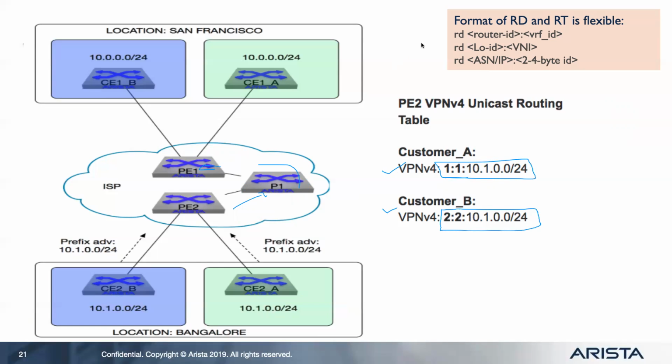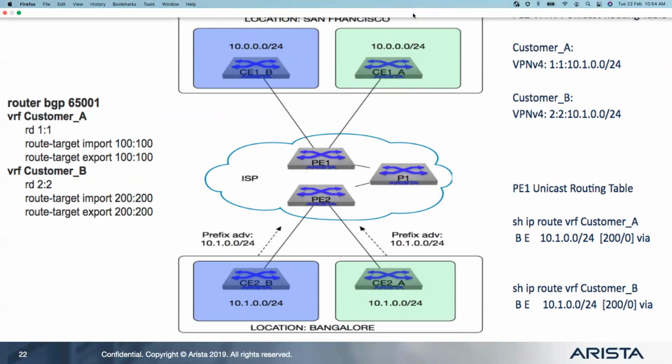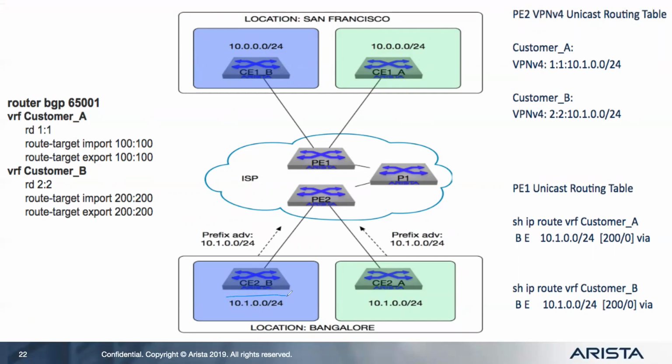Okay, so if this is clear, then let's move on. Now there is another concept, the route target. We understood that we add a route distinguisher to make each route a unique VPN v4 route, and that route will be advertised across the network.